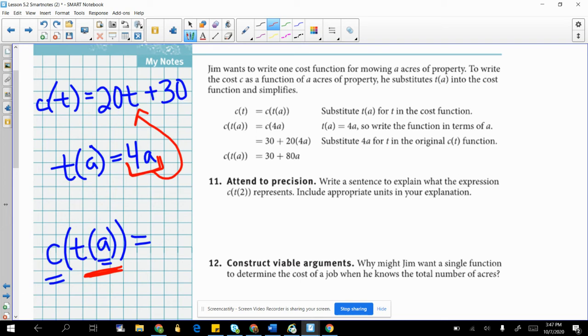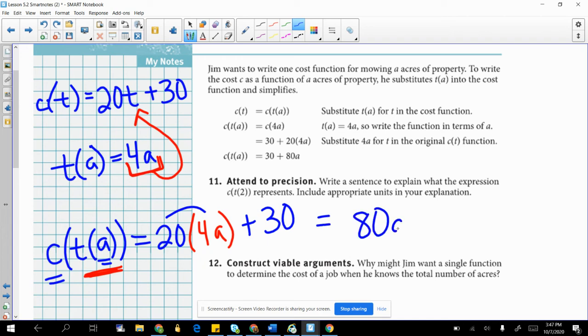So basically this would look like 20, and then instead of T, we plug in 4A, and then plus 30. Now we could simplify this and say 20 times 4, so it's just going to be 80A plus 30. And that's going to be your function, C of T of A.